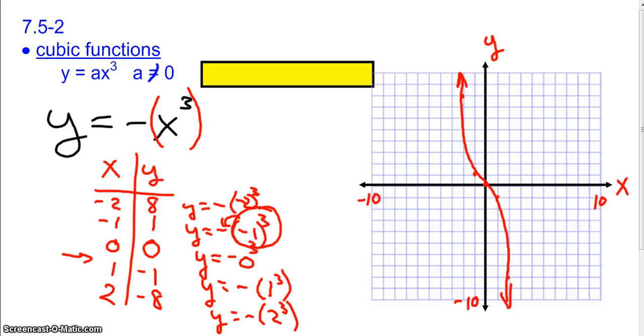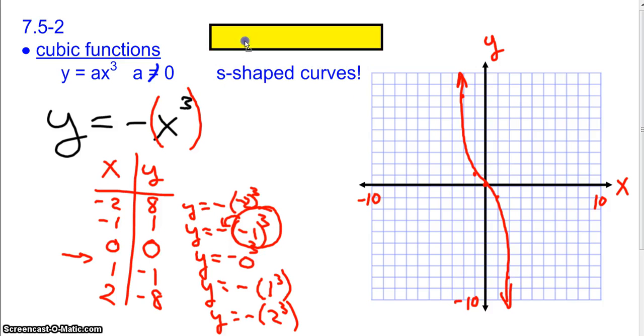When we have a cubic function, cubing that input causes us to have what shape? Good job, S shape. So let's put a note down. These are S-shaped curves. So that should be a hint to you. If you are asked to graph an equation with a cubed input, you will have an S shape.